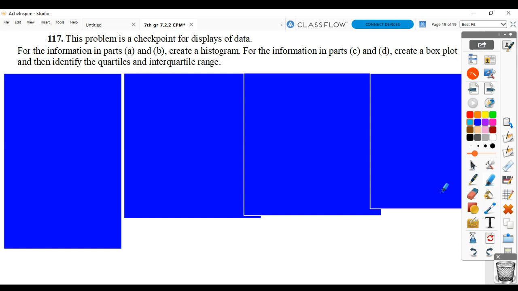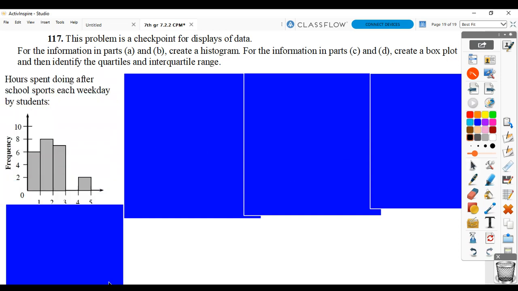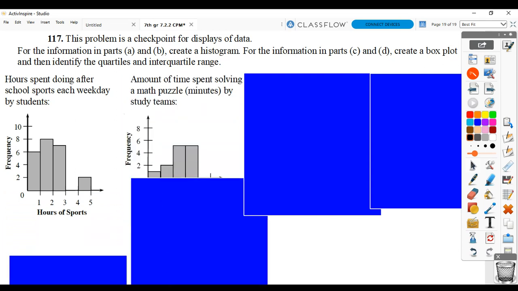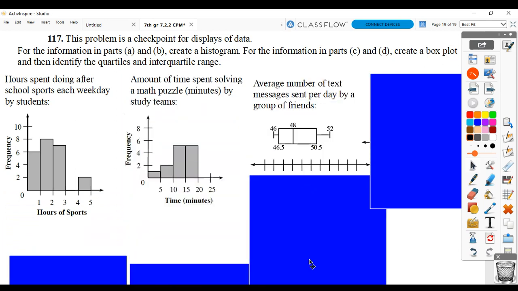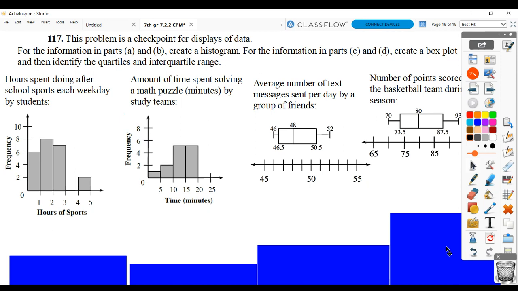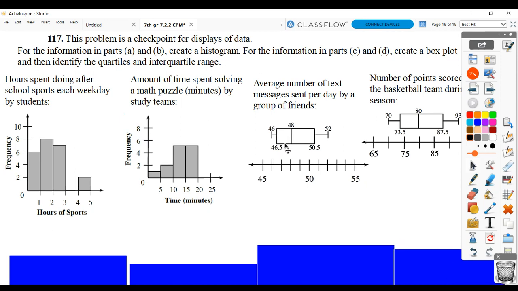And then for 7.1.17, you've got a checkpoint on displays of data. I will go ahead and bring these down for you to look over. And you need to check them all over closely. Make sure that you're checking that you have the right information in each of these, and also that you've identified what they've asked you to identify.